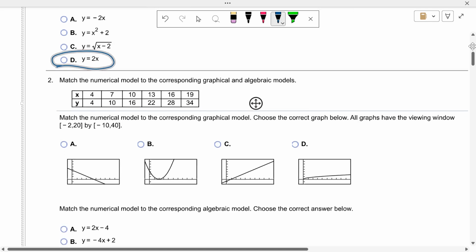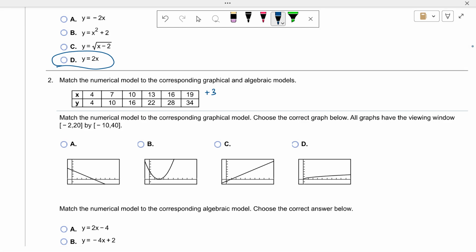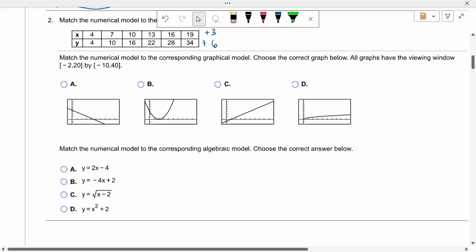So let's look at this one. 4, 7, 10, 13, 16, 19. These you're adding 3 to every time. 4, 10, 16, 22, 28, 34. These you're adding 6 to each time. Okay? Still is consistent. So if it's consistent, what we're doing each time, we have a straight line.